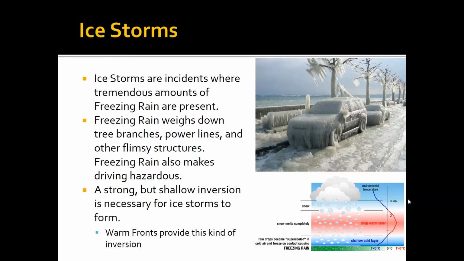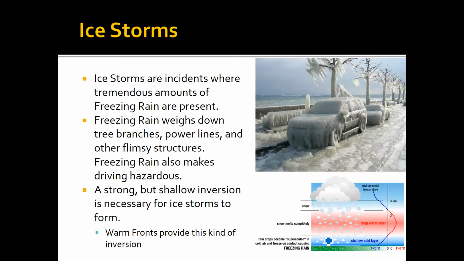A few other extreme weather events that I'm going to talk about, and these are ones I think I've already talked about, but I'm just going to talk about them again. Ice storms. Ice storms occur when you have lots of what's called freezing rain. And freezing rain, if you recall from Module 4, forms when you have snow that melts in a warm layer and then enters this inversion where it freezes again.